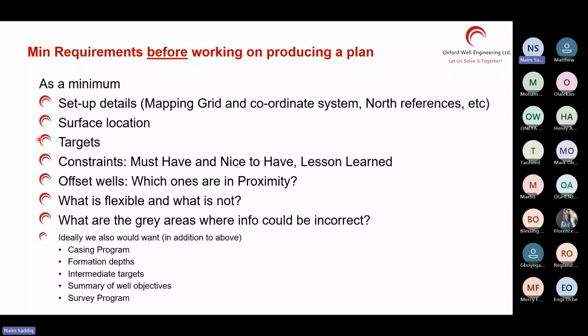Why do you want to know? Because sometimes the targets are too difficult to hit and make your trajectory very complex. Can you move this target 100 meters to the right or to the front? Maybe your trajectory will become easy to drill. So you need to know the flexibility. Okay. Casing program, all this stuff, you can decorate it. You need them actually to see what section you are drilling and stuff like that. But the top 4 or 5 are really important. Top 5, 6, if you don't have them, don't bother starting it.